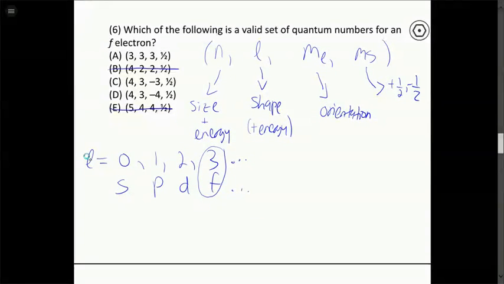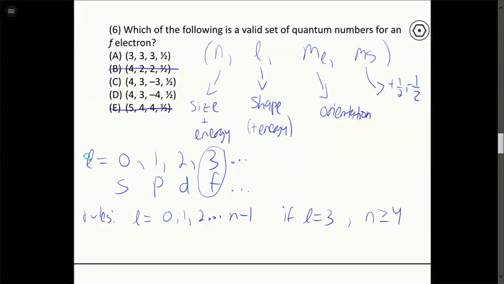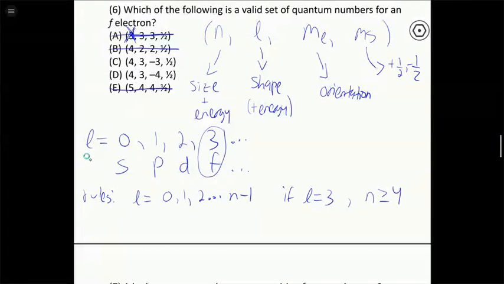Remember that the rules for quantum numbers are that L is equal to 0, 1, 2, all the way up to n minus 1. So that means if we have an L equals 3 orbital, which is what we have for an F electron, the smallest value of n has to be 4. We're only going to see L equals 3 in subshells where n is greater than or equal to 4. If n equals 3, we can't have L equals 3. That's not allowed by this rule. So this first one here we can now cross out because it has an invalid value of n. And then finally for choices C and D, the only difference between these two is the value of m sub L.